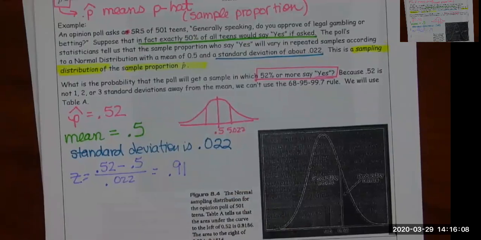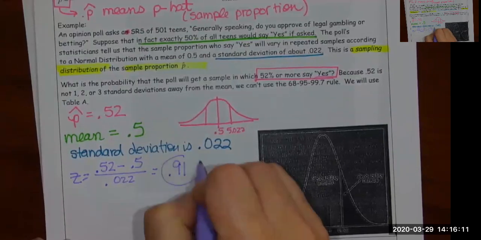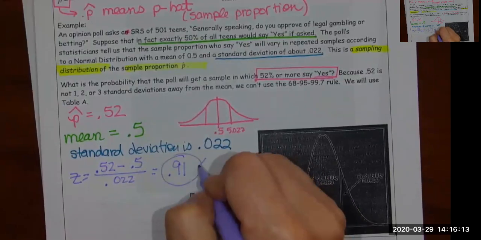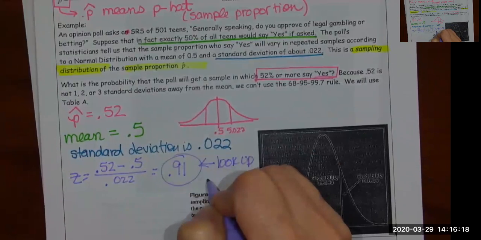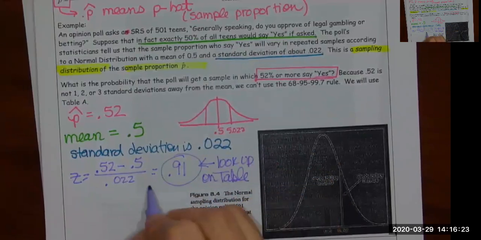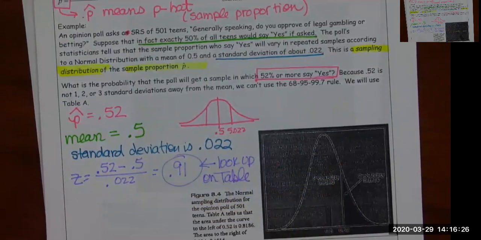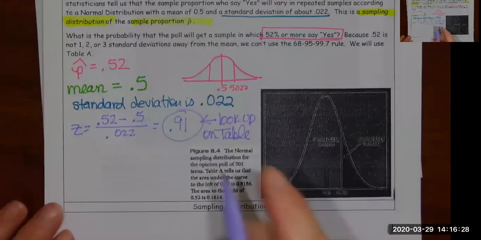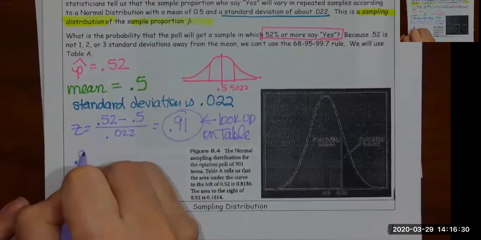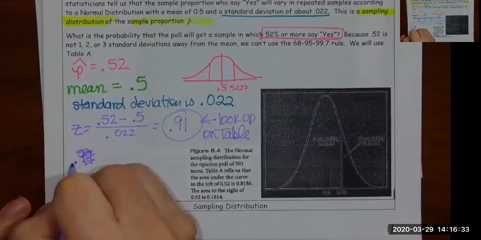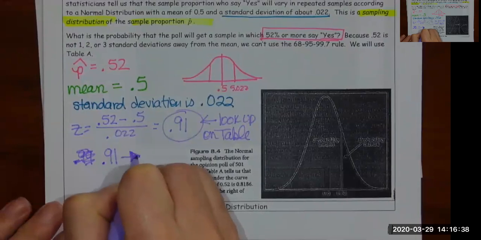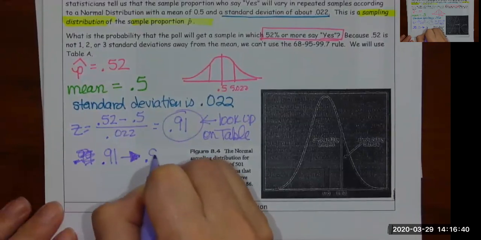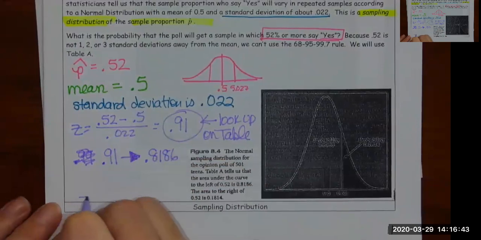Now, once you get a decimal for z, what do you do with that 0.91? Look up on table. So pause the video, get your table out and look that up to make sure you haven't lost that skill. So 0.91, whoops, I said 91, I wrote 99. 0.91 is, if you look it up on the table, 0.8186. What does that mean?